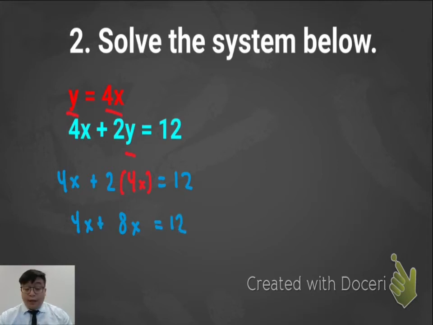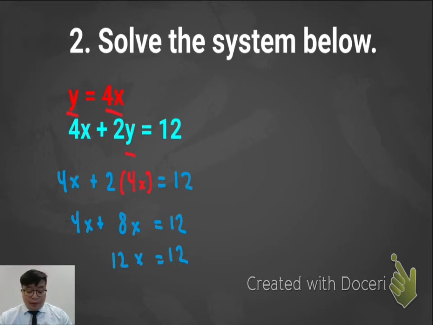Right? Now let's combine 4x and 8x. What's 4x plus 8x? 4 plus 8 is going to be 12. And since these are x's, 12x equals 12. X is almost by itself. I need to get rid of this 12 in front. How do I get rid of this 12 in front?